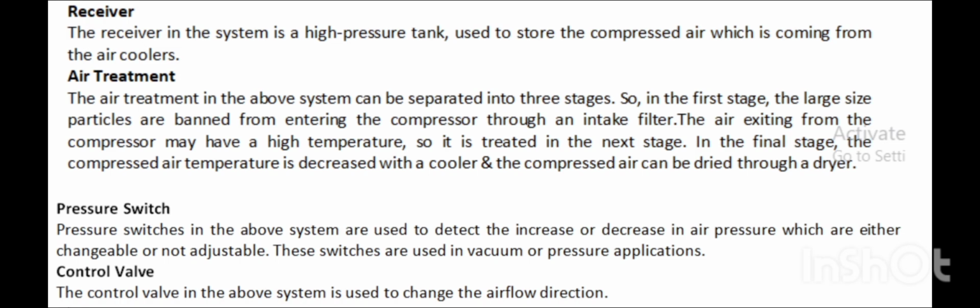Pressure switches in the above system are used to detect the increase or decrease in air pressure, which are either adjustable or not adjustable. These switches are used in vacuum or pressure applications. Control valve. The control valve in the above system is used to change the airflow direction. In our last video, we fully learned about control valve. So if you have not seen about control valve, go to my YouTube channel and see the video of control valve.